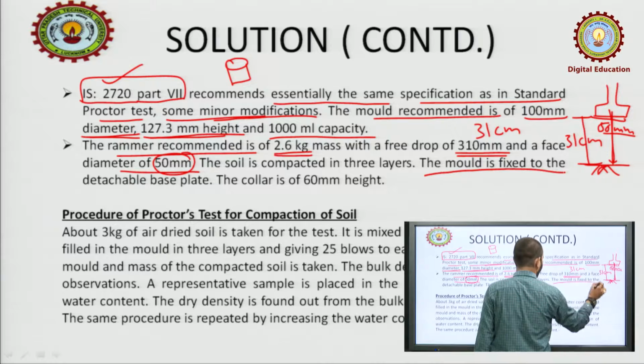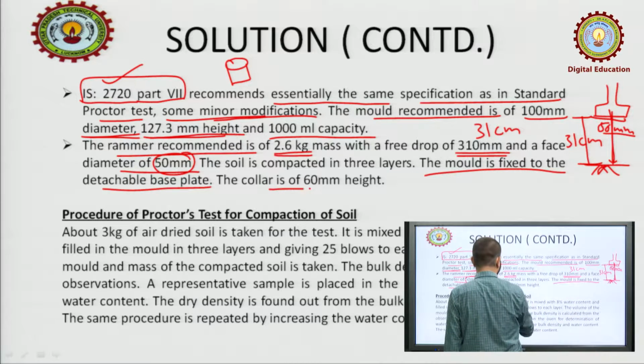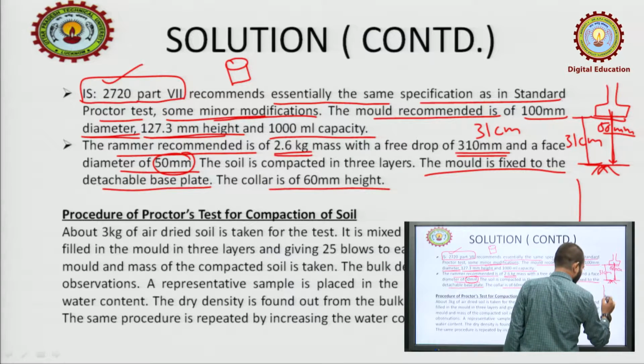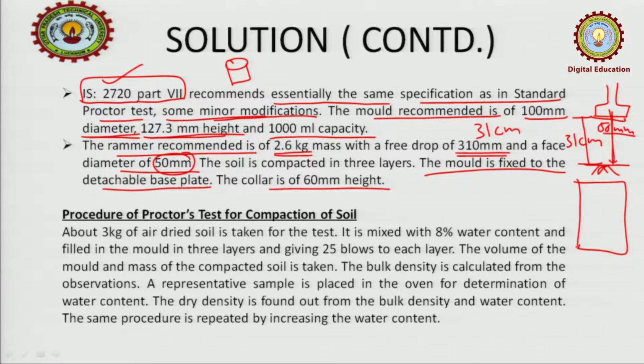Okay. The mold is fixed to the detachable base plate, the collar is 60 millimeter high. Beside this, remember that the compaction is done in 3 layers, 1, 2 and 3. The compaction will be done in 3 layers, and each layer is to be given 25 blows by the rammer, 25 for this, then again 25 for this, then again 25 for this, so that proper compaction is ensured.